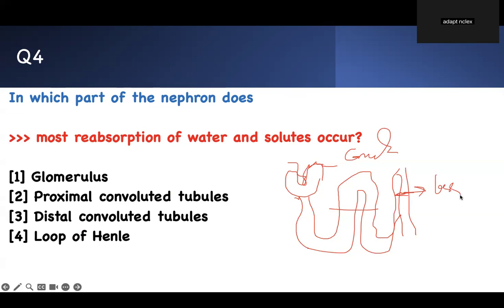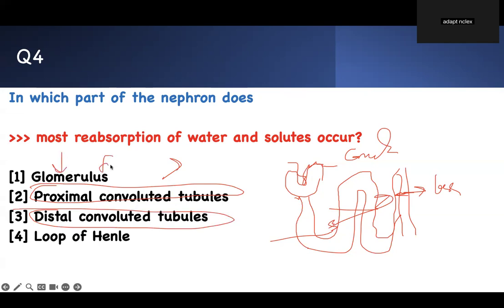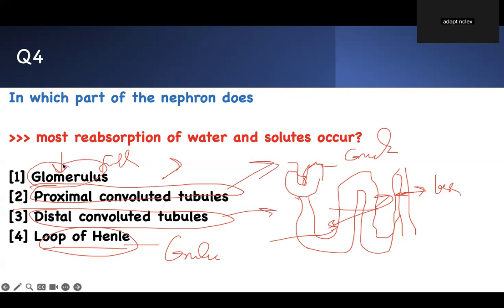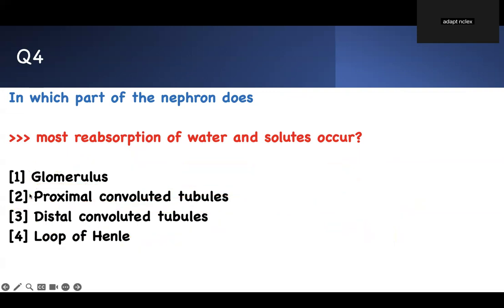The proximal one is where you absorb most of your fluid, and therefore this is where most of the solutes get reabsorbed. The distal, less amount. The glomerulus is just filtering everything, and the loop of Henle is where most of the concentration occurs. We absorb most here, less here, and we filter here. So the right answer is proximal convoluted tubule.